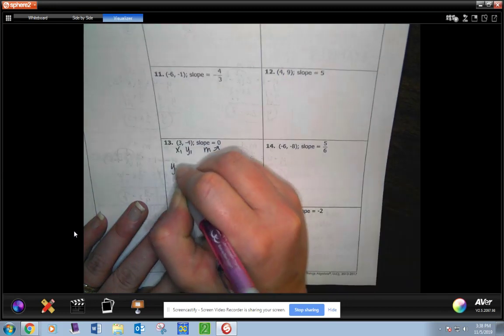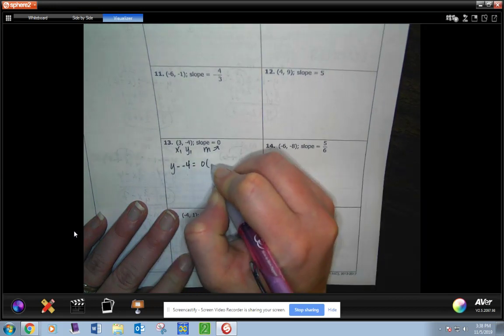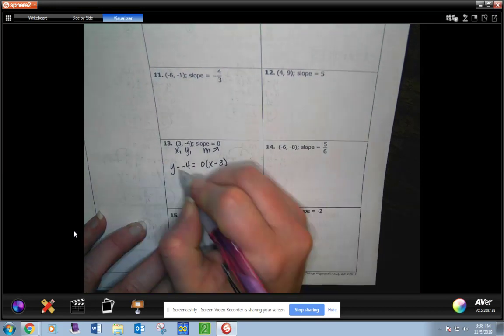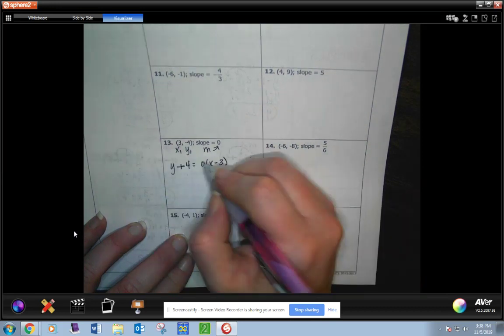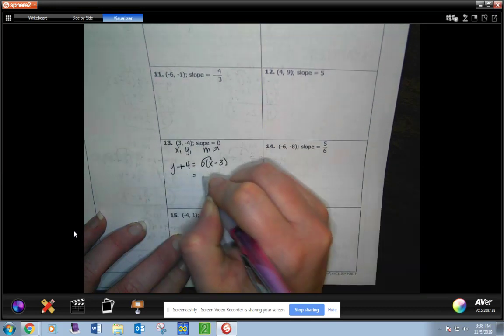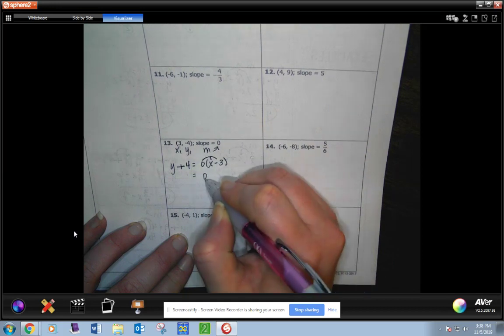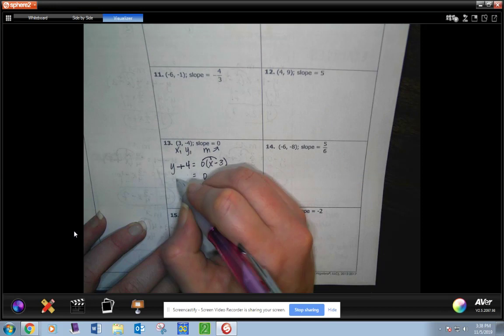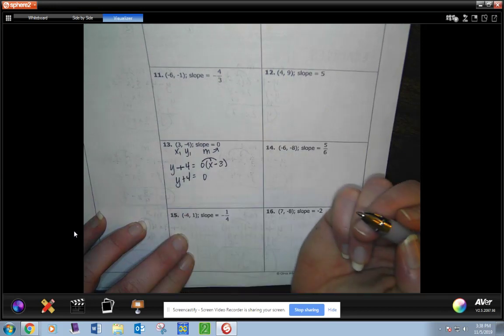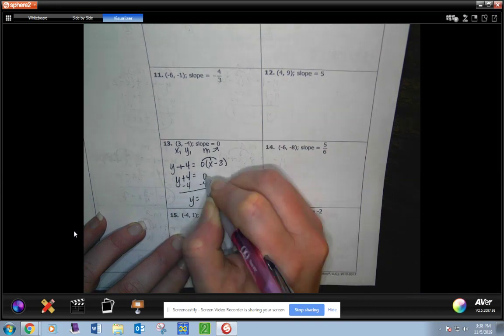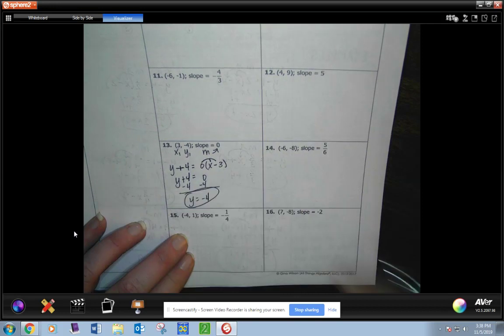Okay, y minus y1 is negative 4 equals m is 0 times x minus 3. The first thing I'm going to do is connect those double negatives and make it a plus. Well, 0 times x is 0 because 0 times anything is 0. So we don't write 0x. And then 0 times negative 3 is also 0. Well, I don't need to write 0 twice. So I just bring down y plus 4. To get y by itself, I subtract 4. So 0 minus 4 gives me y equals negative 4.